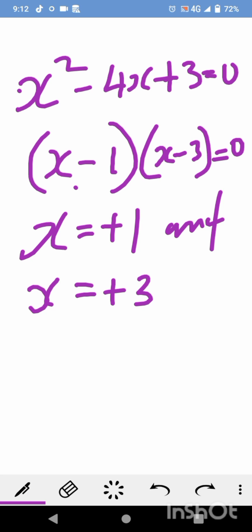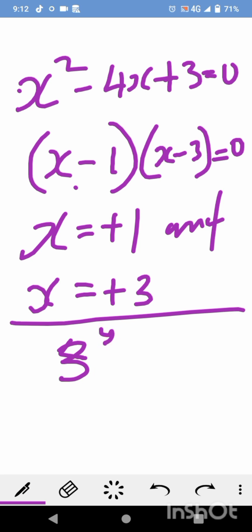Alright, so we are not done. Remember we said let 3 raised to power y be equal to x. That was what we said before. So now 3 raised to power y is equal to, first value is 3. Let's take 3.